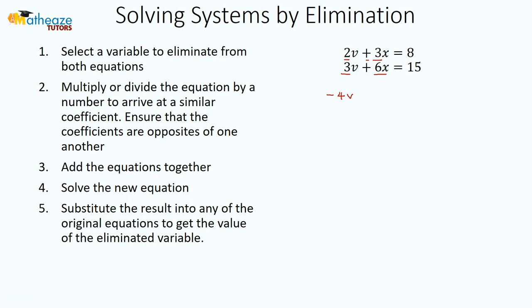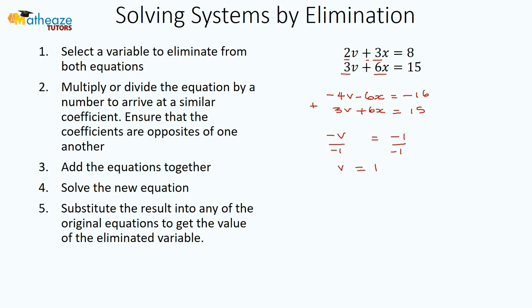minus, so we have negative 4v minus 6x equal to minus 16. And then the second equation is 3v plus 6x equal to 15. So we can add them together. So let's put an addition sign here. So negative 4v plus 3v, that's negative v, plus negative 6 plus 6 is 0, and then negative 16 plus 15 is negative 1. So we divide both sides by negative 1 until we have v equal to 1.